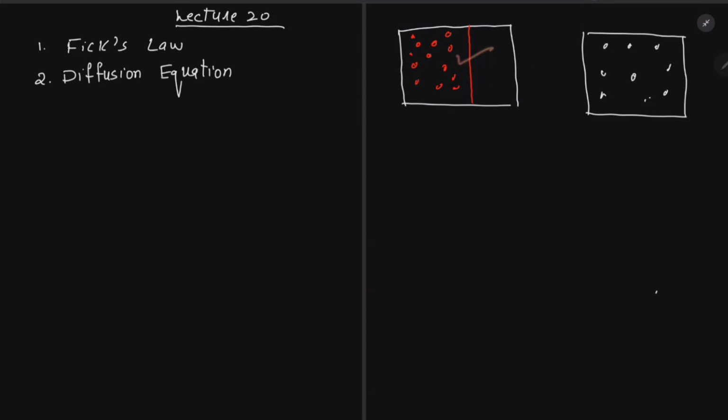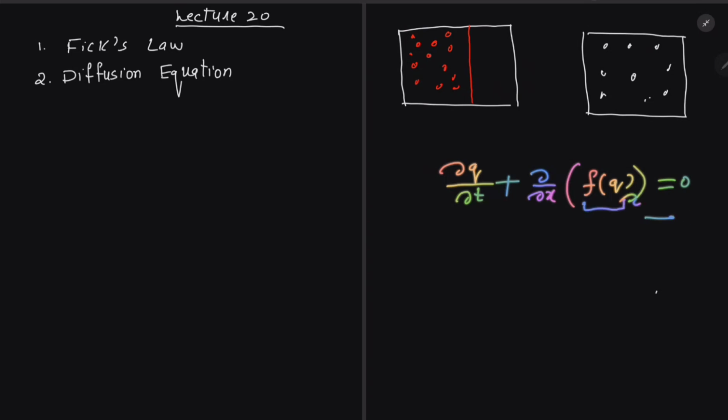So now what we have to do, as we previously saw, is that we have an advection equation: partial Q by partial T plus partial by partial X of the flux F, where F is a function of Q, is equal to 0. So this equation is the advection equation. We have to replace this function with Fick's law.